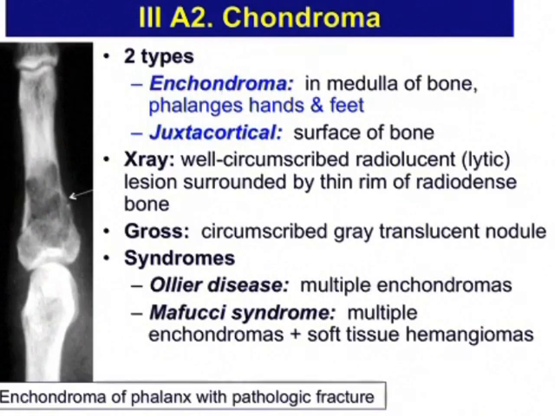There's an enchondroma, which happens within the bone, and this is the one that most commonly happens on the fingers and toes. Okay, and then there's the juxtacortical or periosteochondroma, which can happen on the surface of the bone.